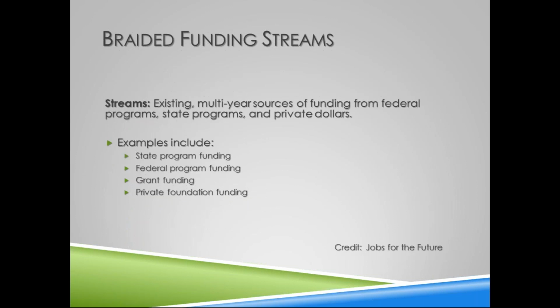With braided funding streams, these are existing multi-year sources of funding. They can come from federal programs, state programs, and also from private dollars. Some of these examples include state program funding like adult ed funds, CTE funds, things like that, institutional funding, federal program funding, grant funding, and private foundation funding as well.